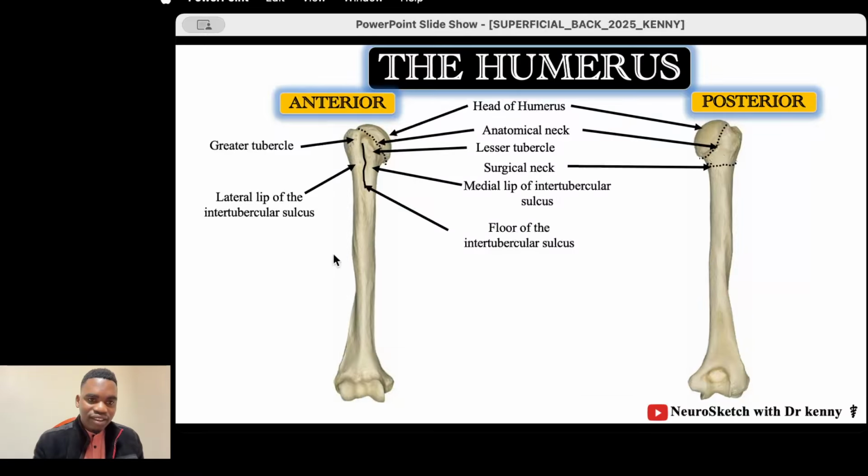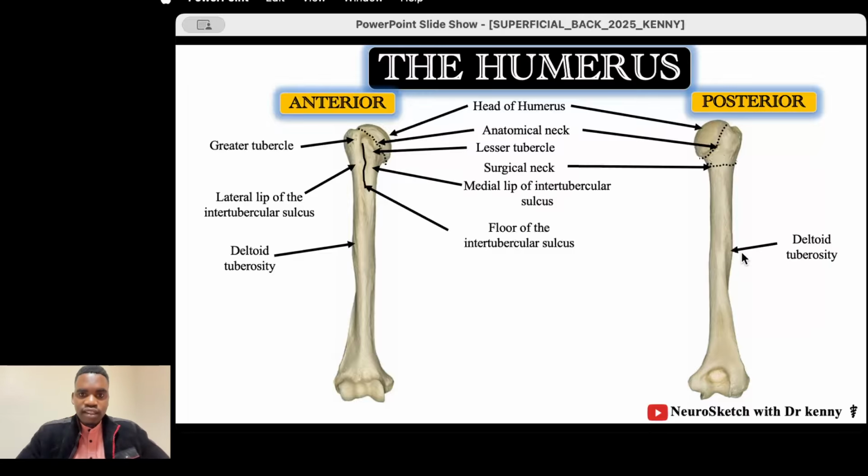On the lateral surface of the humerus, we have the middle third. At the middle third, we have a rough elevation, which is known as a tuberosity. But because here is where the deltoid muscle will insert, this rough surface is known as the deltoid tuberosity. It can also be seen a little bit on the lateral towards the posterior part, so it can be seen also on the posterior view.